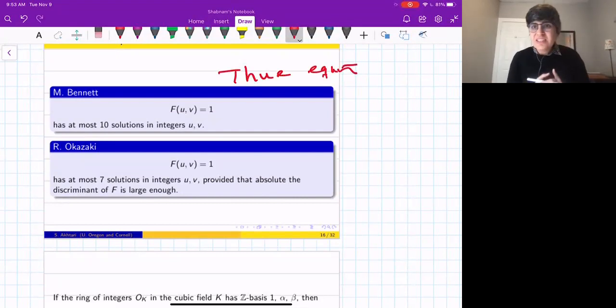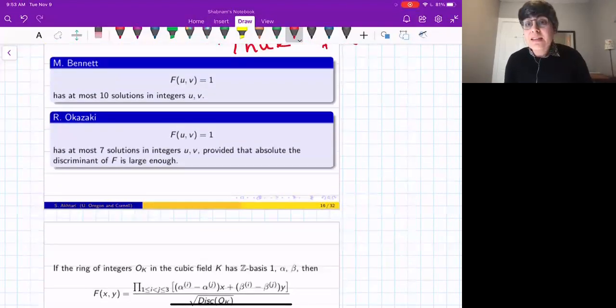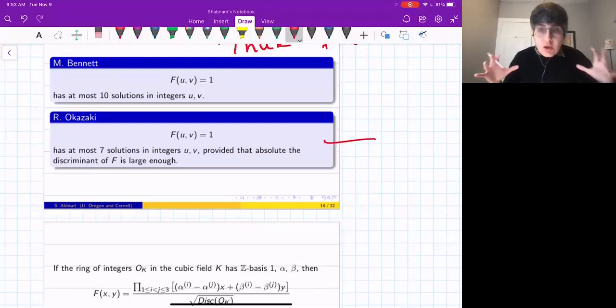And this is quite sharp in the sense that we do know equations that have 9 solutions. 10 we think it shouldn't be, but one solution is just extra. And then if the discriminant is large enough, there are results by Okazaki that say there are at most 7 solutions. Again, all the examples we know for Thue equations with many solutions are with a small discriminant. So this is pretty good too. So we have very good bounds for cubic Thue equations in particular.